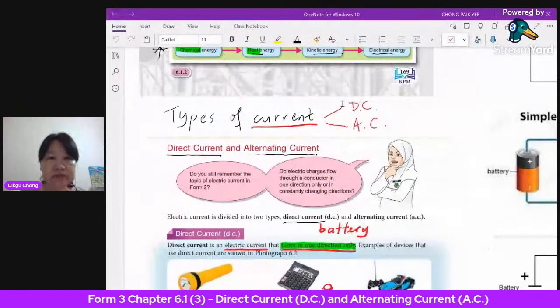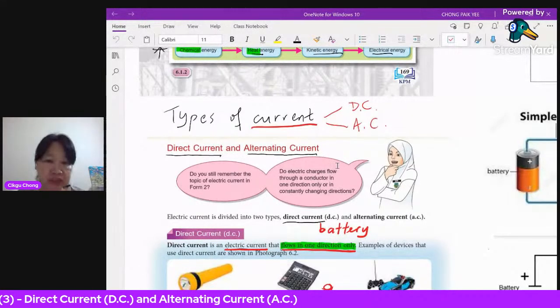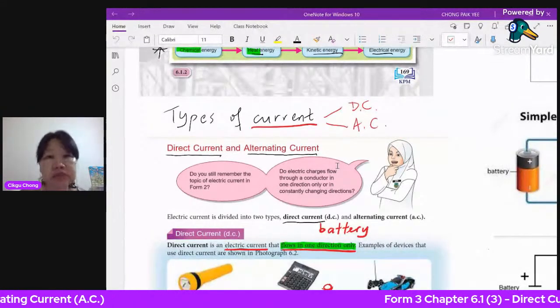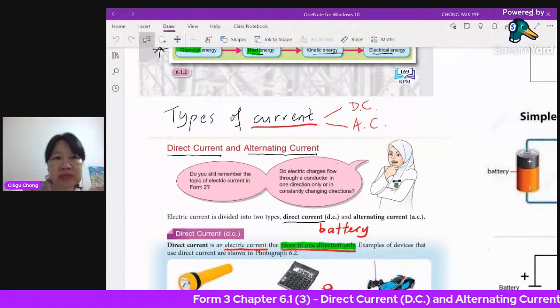And you know why they think of dry cell? Because direct current is provided by batteries. So when you see the word DC, you automatically think of a battery, because the battery provides direct current. Now let's look at the meaning of direct current.